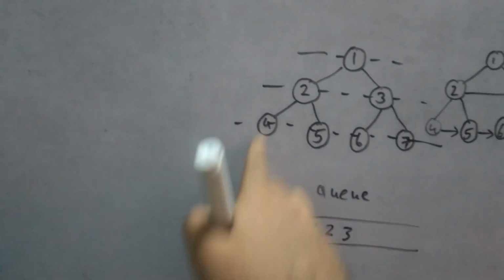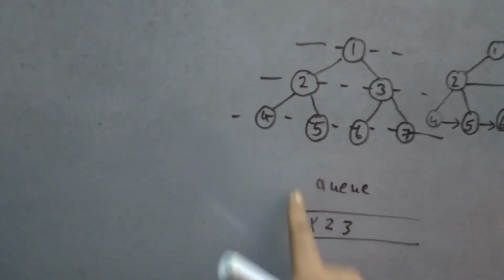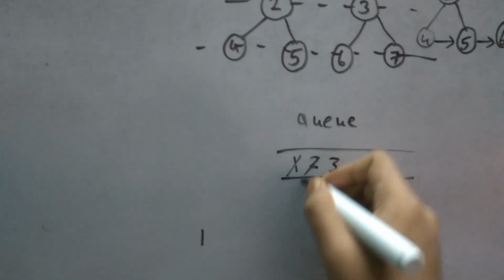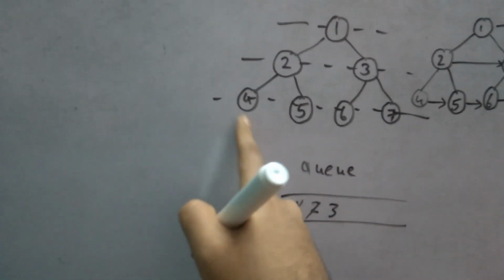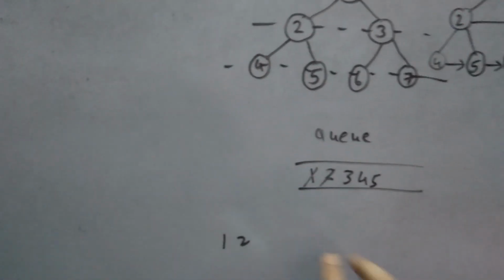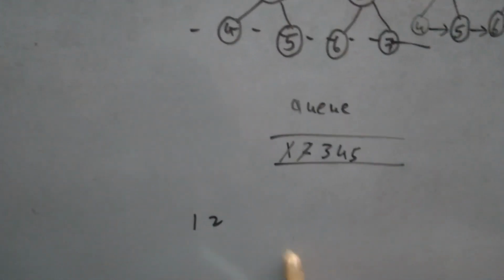Now the next iteration, we see if 2 has left or right or not. If 2 has left and right, we first pop 2 and print it over here, and then push 4 and 5, and so on and so forth, and we will get all the nodes over here. Now if we do it like this, there is one problem. And what is that problem?